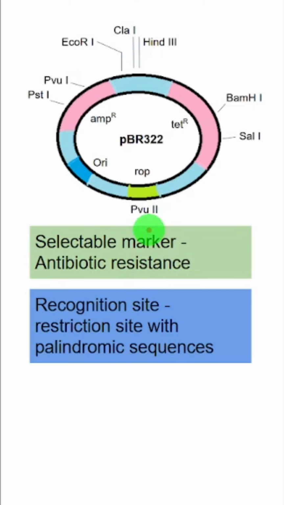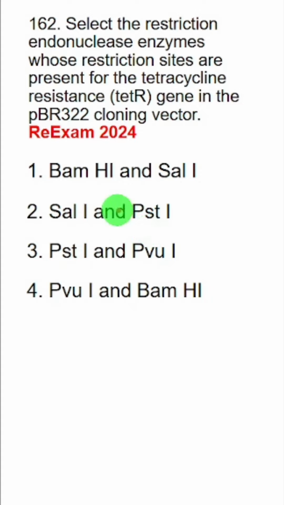So I will give you one example. This question was asked in Re-Exam 2024. Select the restriction endonuclease enzymes whose restriction sites are present in the tetracycline resistance gene in the pBR322 cloning vector. If you know the answer, it will be BamHI and SalI.